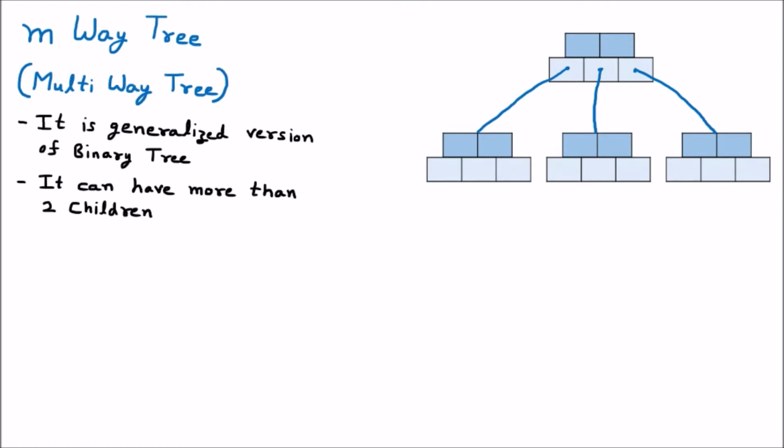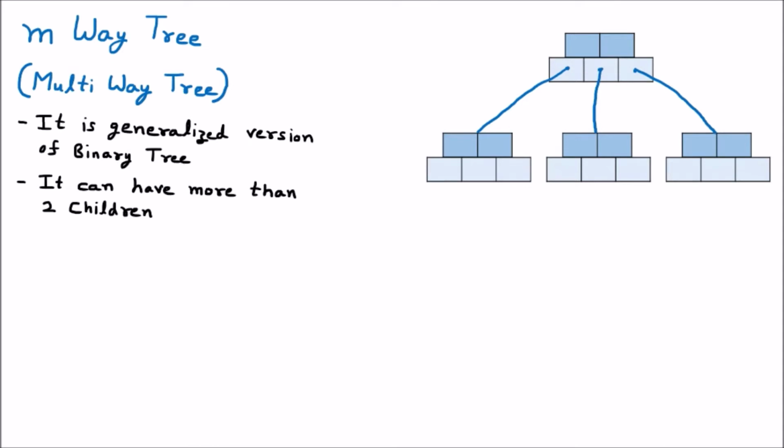Well, that doesn't mean an M-way tree does not have 2 children. An M-way tree can have 2 children, 3 children, 4 children. But if you compare it with the binary tree, the binary tree strictly has a maximum of 2 children. Means if we talk about the binary tree, it can have 0 children, 1 child or 2 children. 2 is the maximum limit.